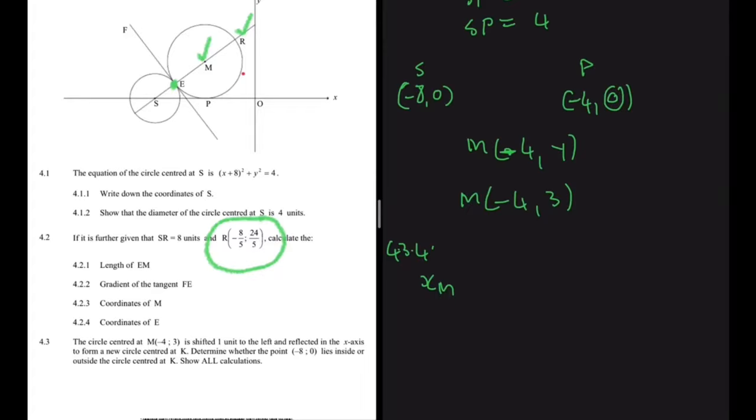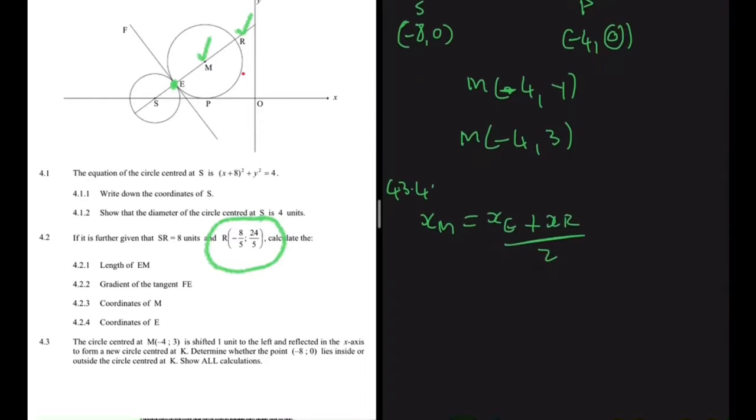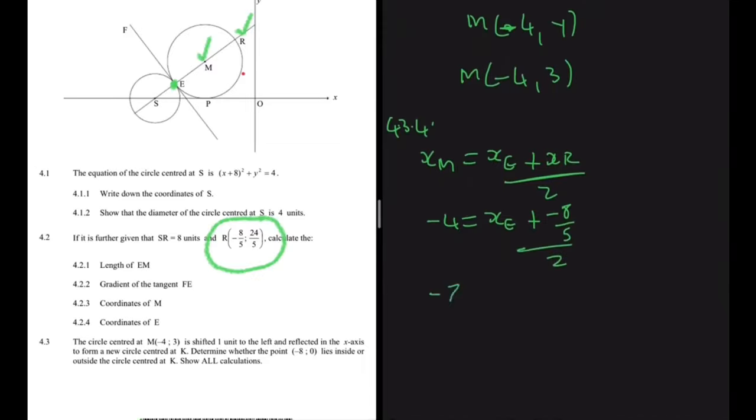Because from E to M is the same distance as M to R, and they're on the same straight line, M is the midpoint of ER. So we can say x of M is (x of E plus x of R) divided by 2. But we know x of M fully well. That is minus 4, right? So we have minus 4 being (x of E plus x of R, where x of R is minus 8 divided by 5), and then everything divided by 2. You cross multiply, you get minus 8 is equal to x of E minus 8 divided by 5.